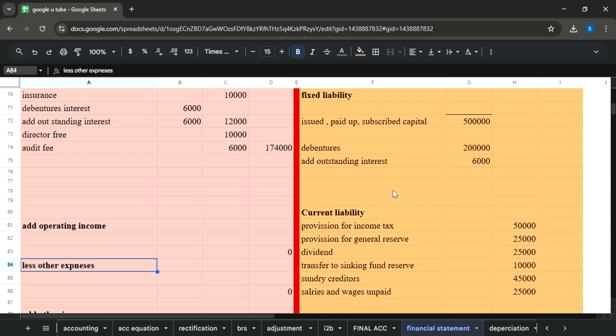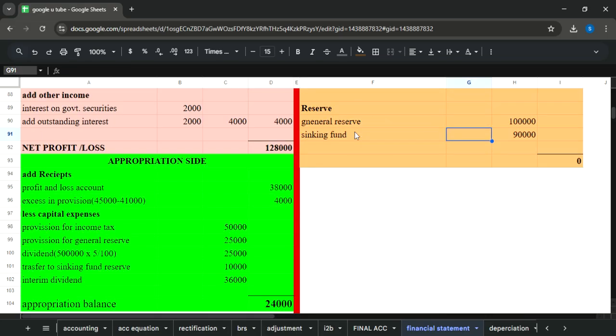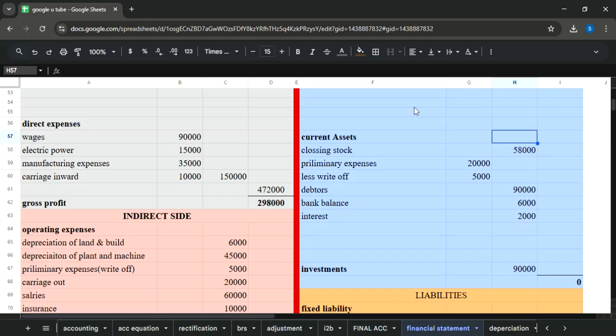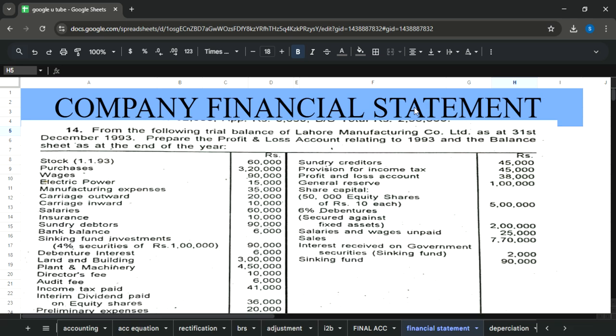Let's go to the liability side, and here we will mention the appropriation balance, which we have just calculated, the amount of which was 24,000. So let's put 24,000 over here. Now we can start our calculation regarding the fixed liability side, capital plus net profit. This authorized capital place is vacant. Let's check it out. Why was authorized capital not here?